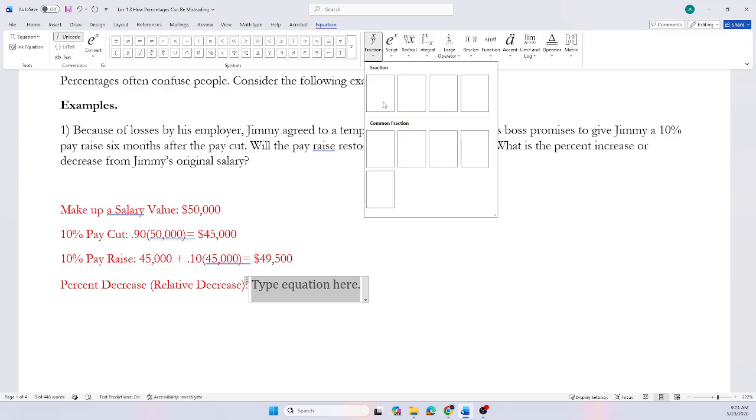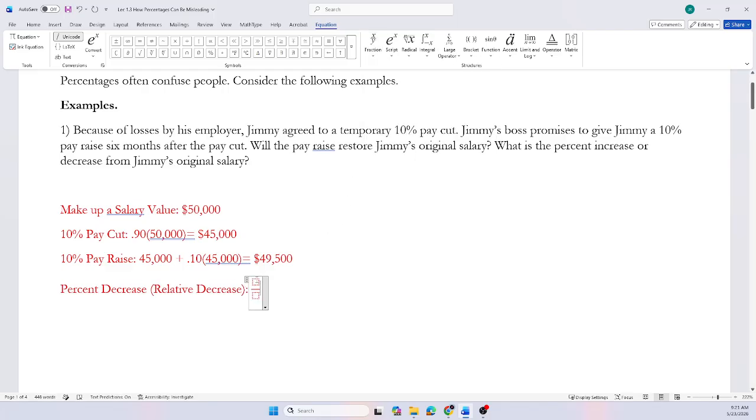And we're going to insert a fraction bar here. In order to complete this, we're going to have to compute the percent change. So essentially what that looks like is you're going to do 49,500 minus 50,000, right? Because his pay started at 50,000, he ended at 49,500. So you subtract those two, that's the percent change.